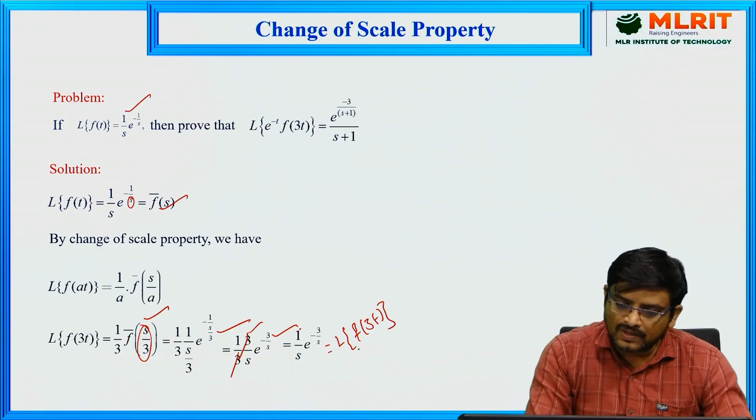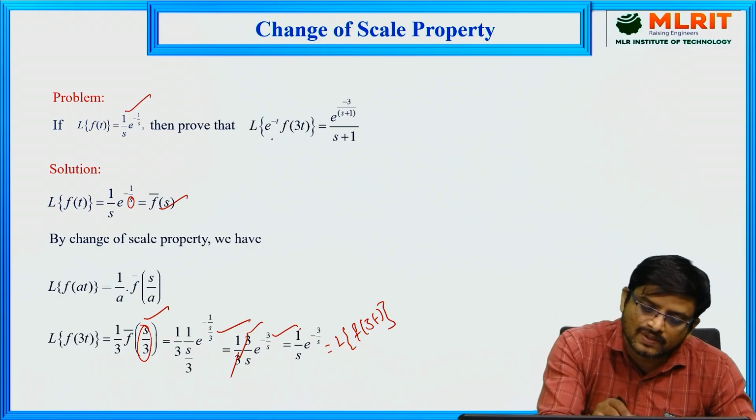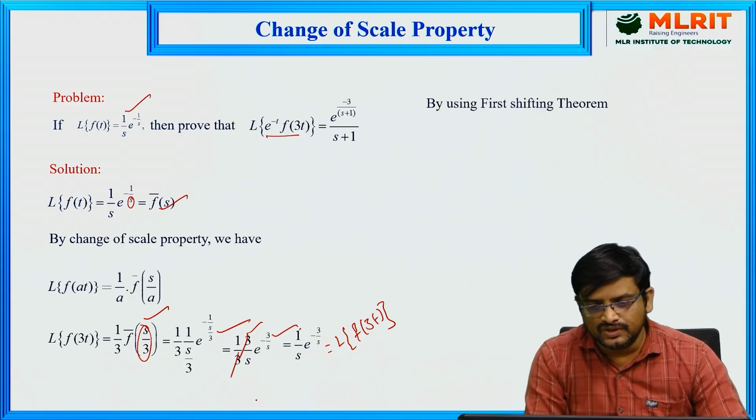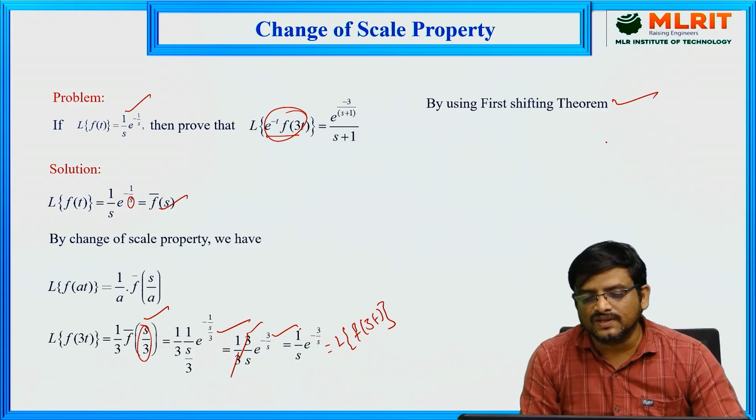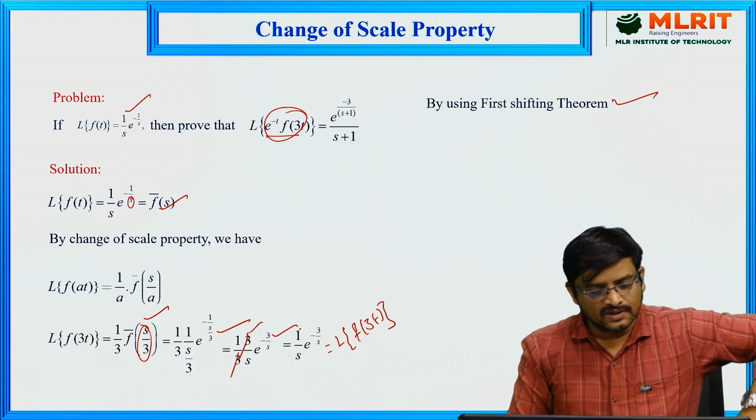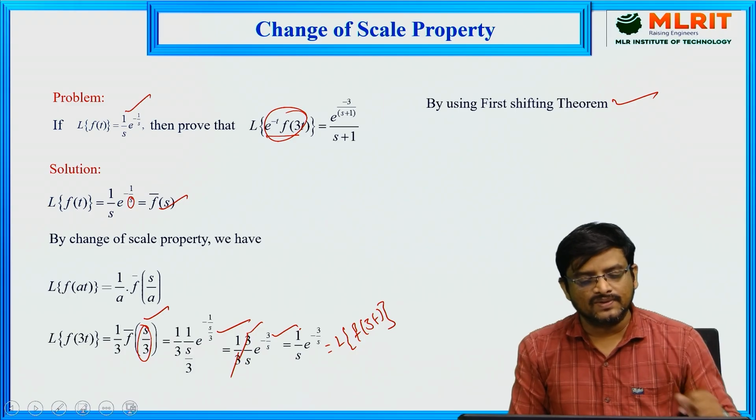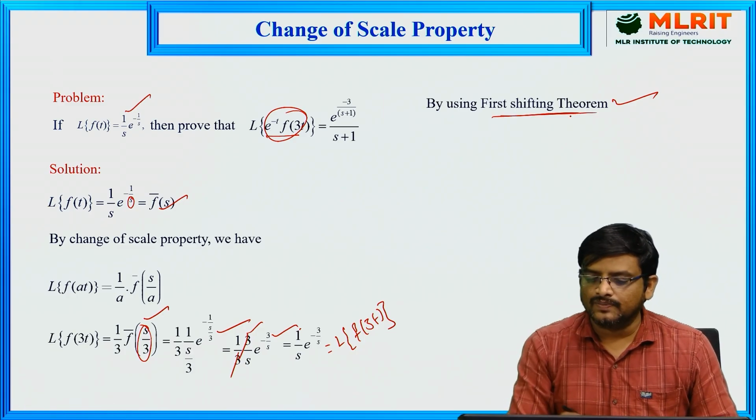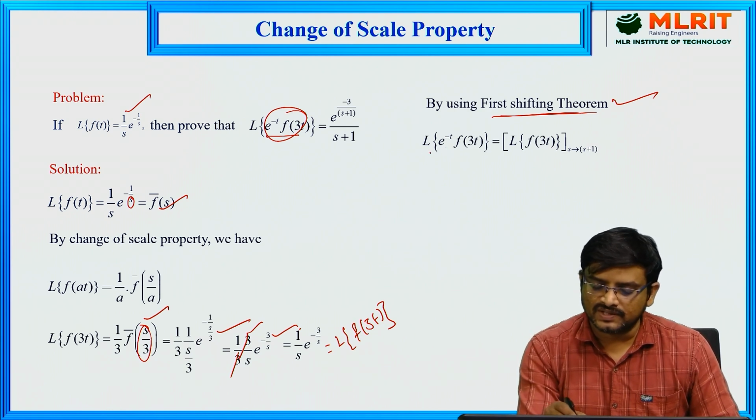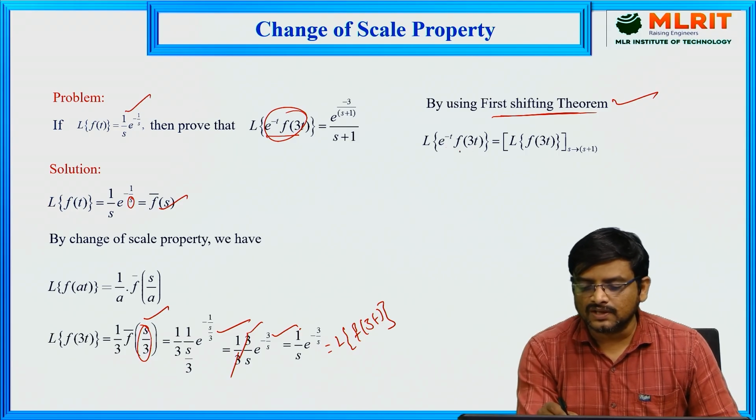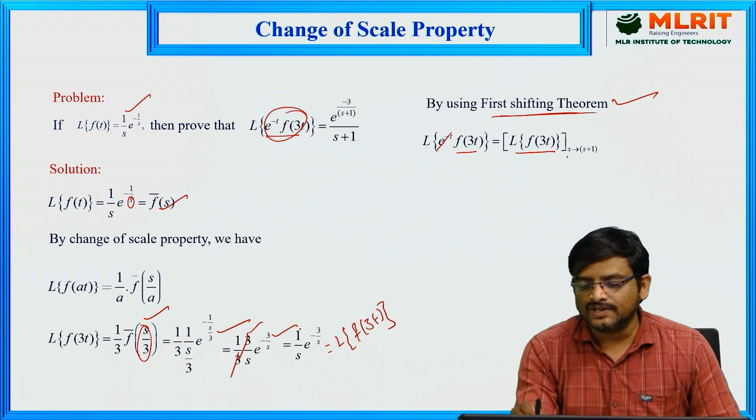Now the problem is not completed, because f of 3t is multiplied with this exponential function. In order to get this entire Laplace transform, we have to take the help of the first shifting theorem. At the beginning, in the previous video, we said that if any function is multiplied with an exponential function, then we take the help of the first shifting theorem. So, Laplace transform of e power minus t into f of 3t. How do we use the first shifting theorem? Neglect the exponential function and consider the remaining function. For that remaining function, find the Laplace transform and then replace s with s plus a.